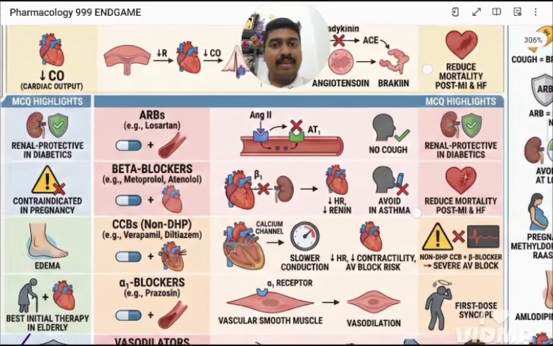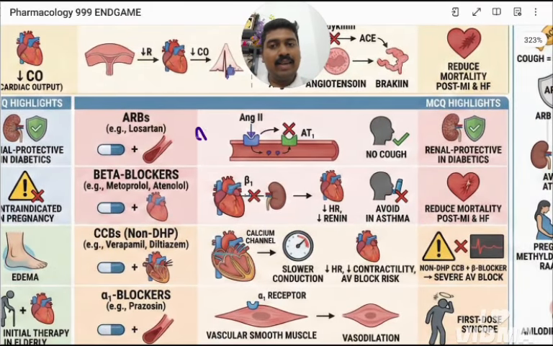Next is angiotensin receptor blockers. I told you that angiotensin 1 gets converted to angiotensin 2. Angiotensin 2 acts on the AT receptors, angiotensin receptors. What if we block the receptor only? That is the idea behind angiotensin receptor blockers. One of the most important drugs in this is losartan. Losartan, telmisartan, candesartan all come under ARBs.